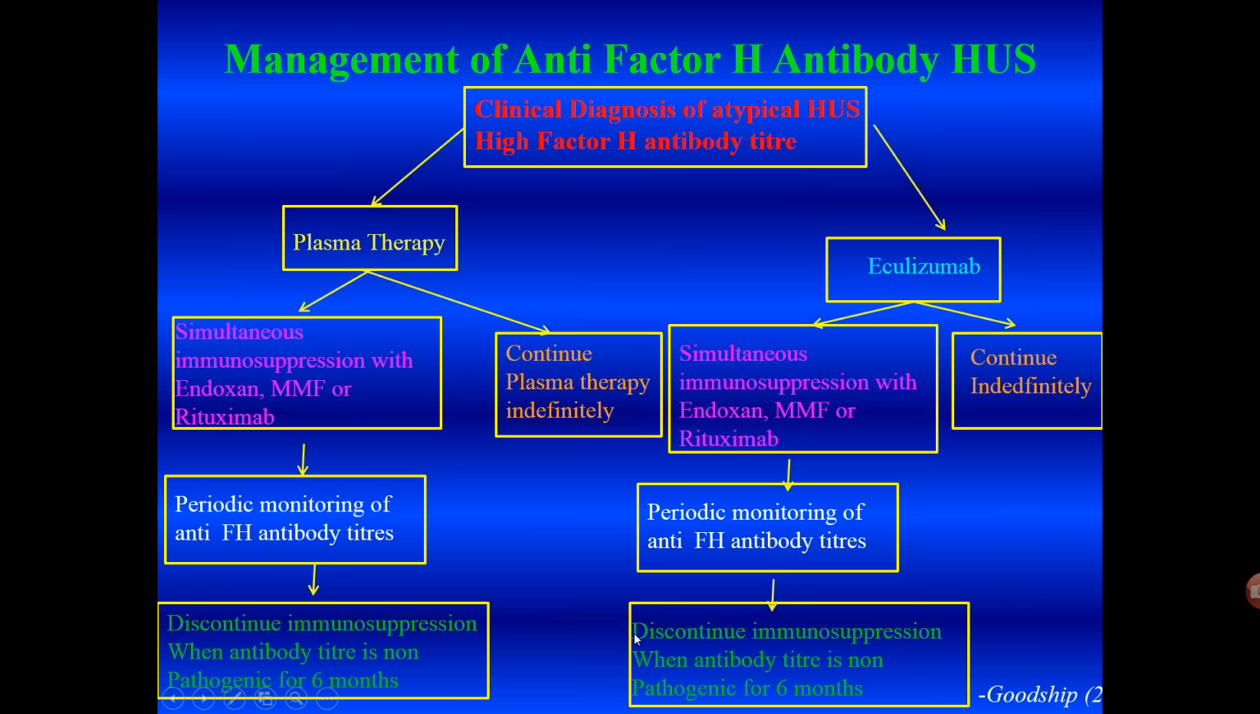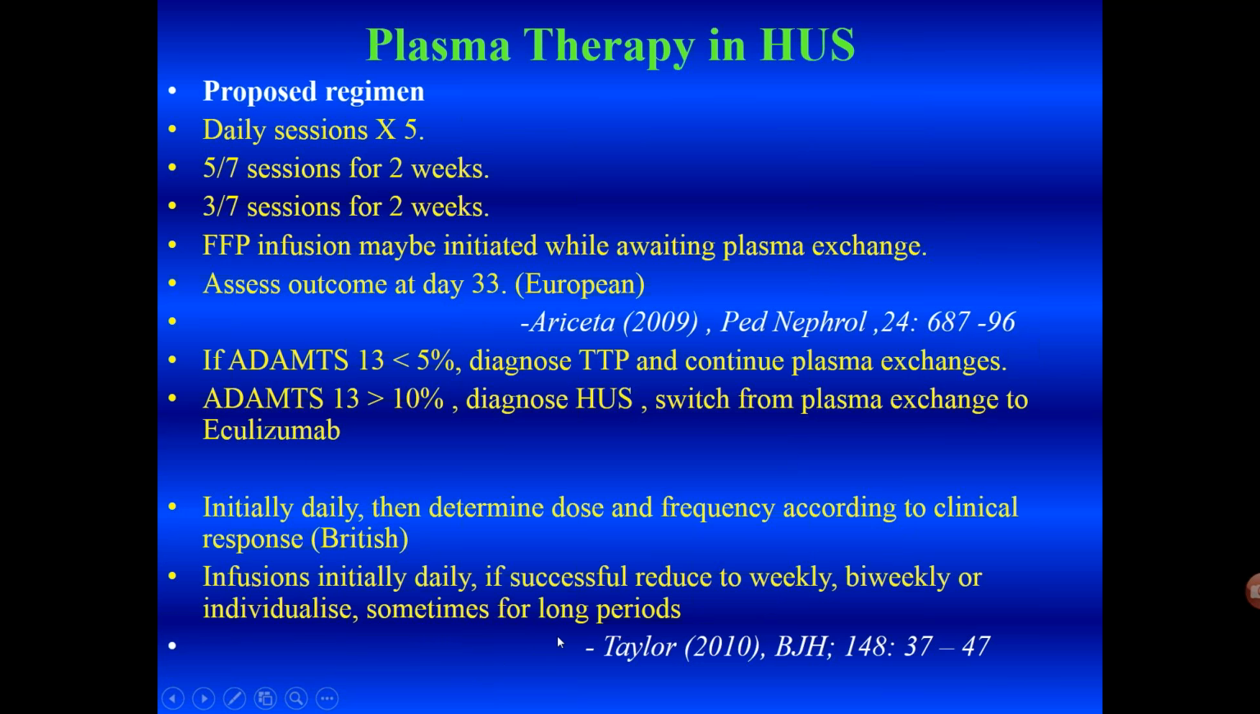This is the KDIGO controversies guidelines. Plasma therapy, Eculizumab, both could be used, but there has to be simultaneous immunosuppression and periodic monitoring of anti-factor H antibody titers. There's no definite guideline on when to stop plasma or when to stop Eculizumab, but the immunosuppression can be discontinued when the antibody titer is non-pathogenic for 6 months. The definition of non-pathogenic may be dependent upon the setting in which the disorder is.